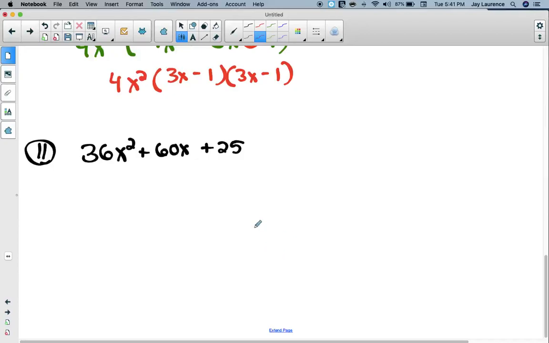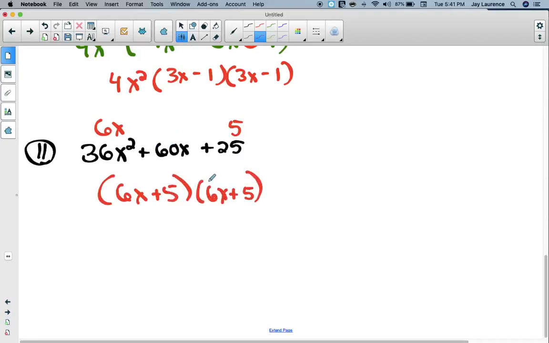Okay, number 11. If you haven't tried it yet, go ahead. I think it's a perfect square trinomial. This is going to be 6x. This is going to be 5. I multiply them together, I get 30. Double, I get 60. This is going to factor as 6x plus 5 times the quantity of 6x plus 5. The GCF of that trinomial was 1, so I didn't need to worry about writing it down.